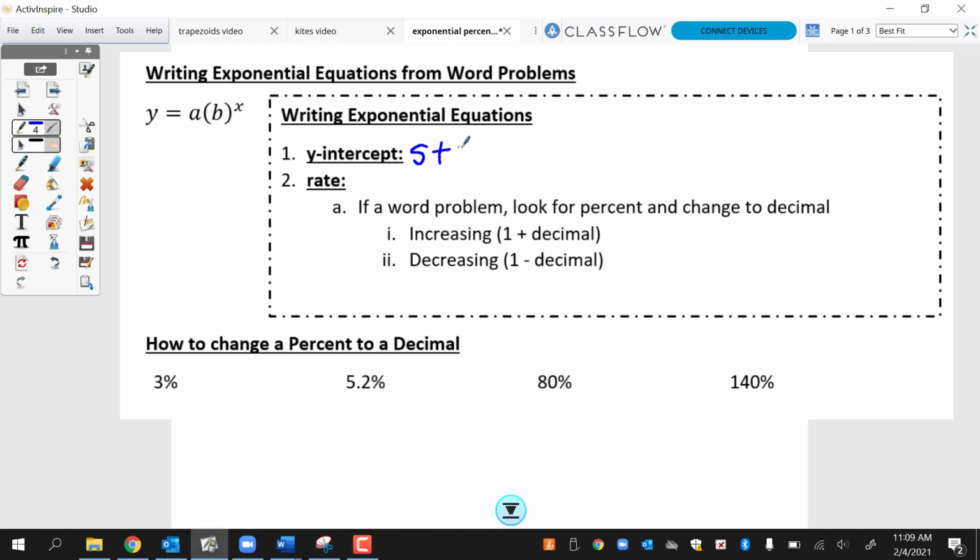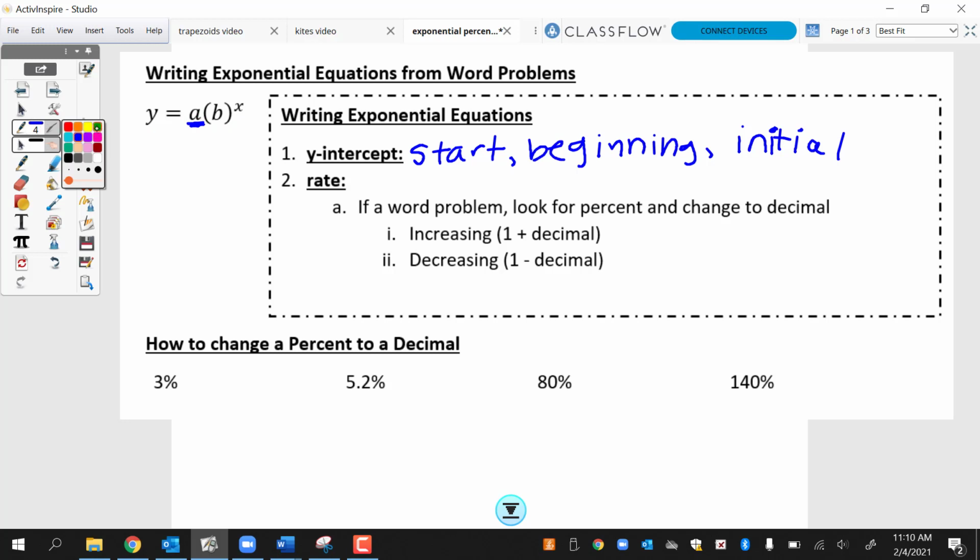Well, it's talking about the starting number, or the beginning, or the initial. We remember that fancy word, initial. Did I spell that right? There we go. Okay. So if it's talking about any of those things, then that's how I know what the y-intercept number is, and we know that that still goes on the outside of the parentheses.